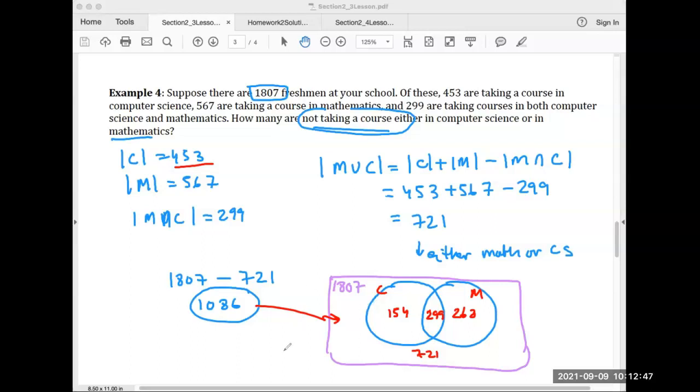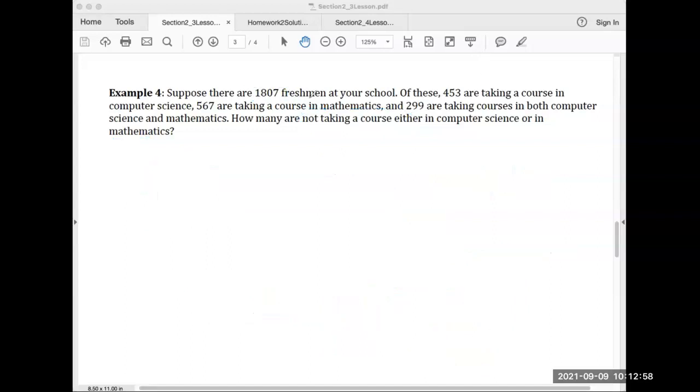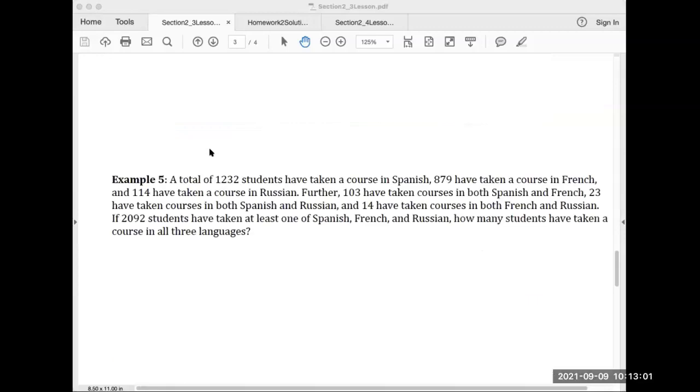Okay, any questions on that one? This was not a 3-circle one. It was still 2 circles. All right, cool. Let's do the next example.